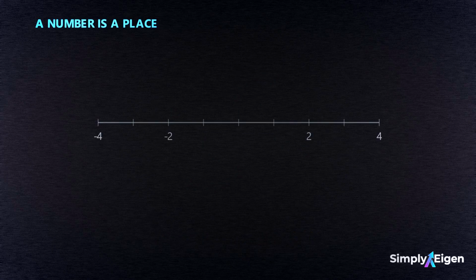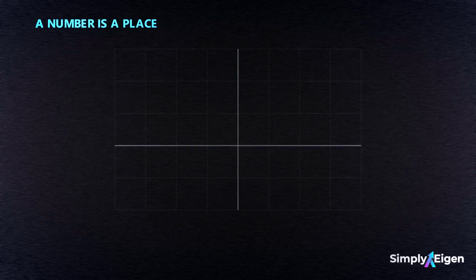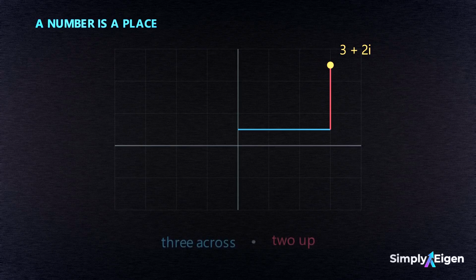Once you allow a quarter turn, the line cannot stay a line. There has to be somewhere for it to point. So the number line grows a second direction, and every number becomes a place. 3 plus 2i is not a strange hybrid object. It is a point, 3 across and 2 up.